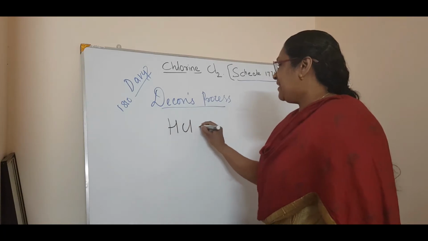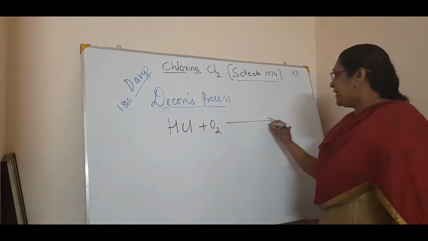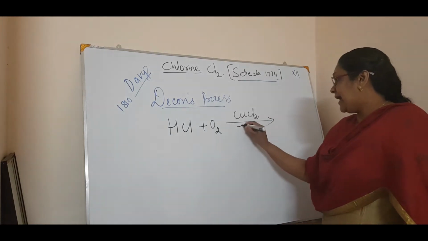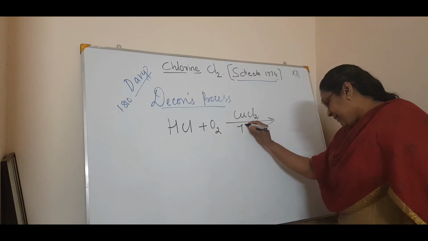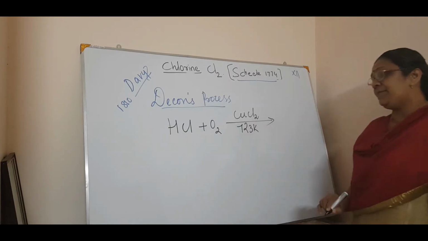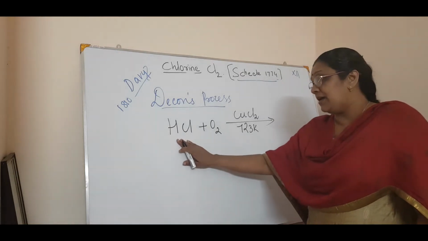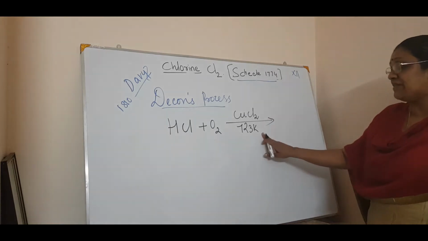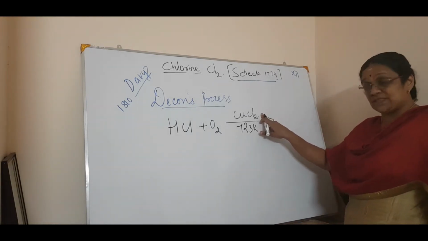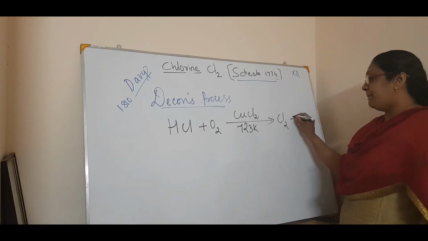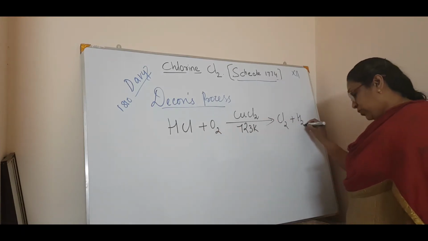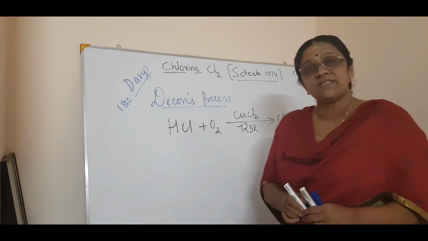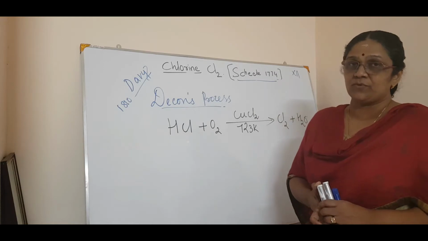HCl on oxidation using a catalyst CuCl2, copper chloride, and the temperature is important. The temperature is 723 Kelvin. When hydrogen chloride gas is catalytically oxidized at 723 Kelvin, the catalyst used is CuCl2, you will get chlorine plus water, isn't it? Chlorine plus water. So this is called Deacon's process. Deacon's process means a large scale manufacturing process.